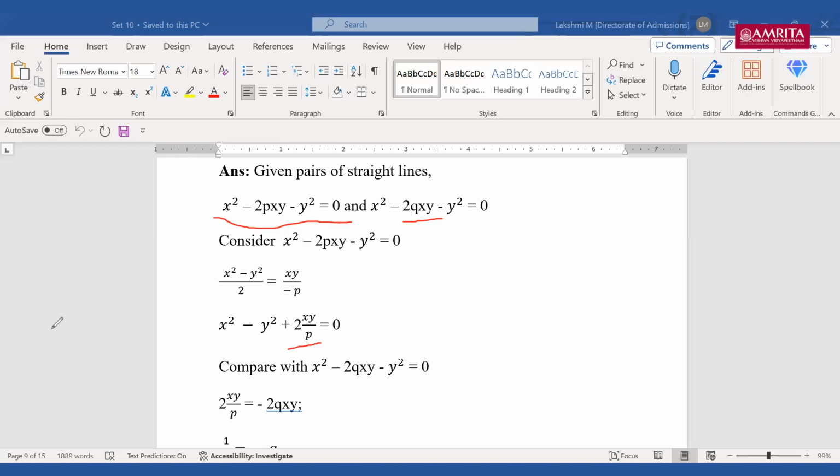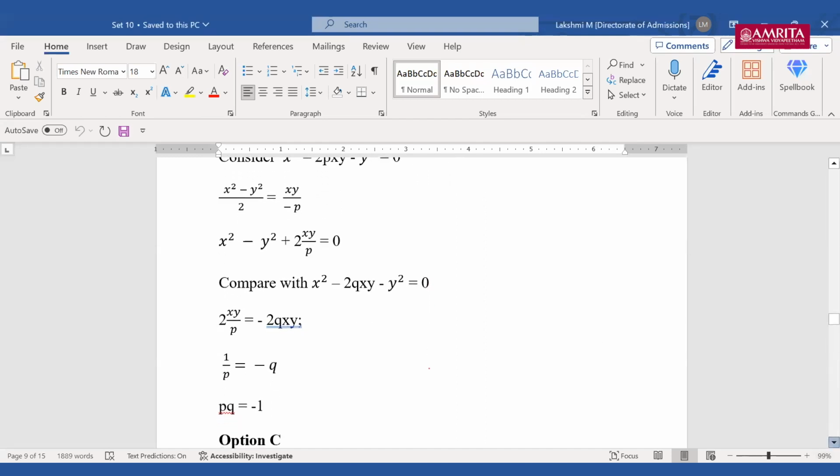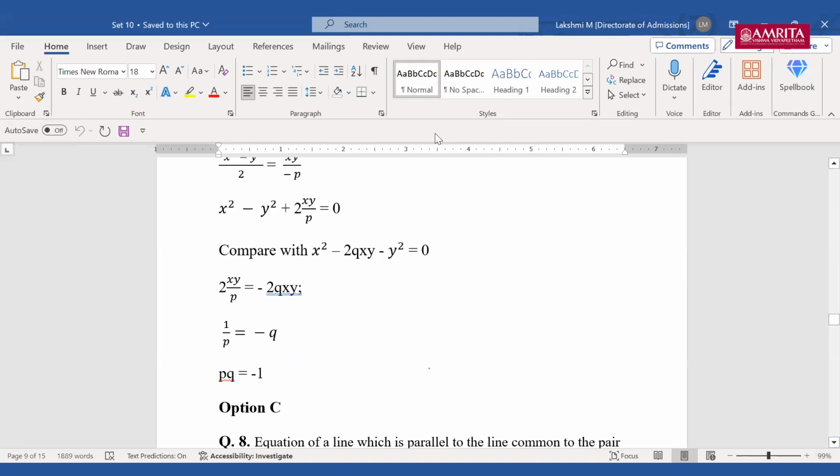So what is the option that's given in the question? If 1 by p equal to minus q, then pq is equal to minus 1. That is option C. I think most of you got it correct. It's just one equation if you know the concept. Today most of the questions are in that way only. If you know that equation, then it's easy for you to solve it. I hope up to this it's clear to all of you.